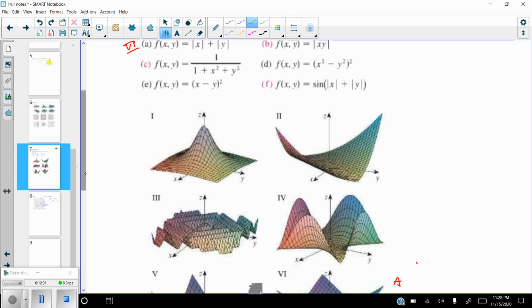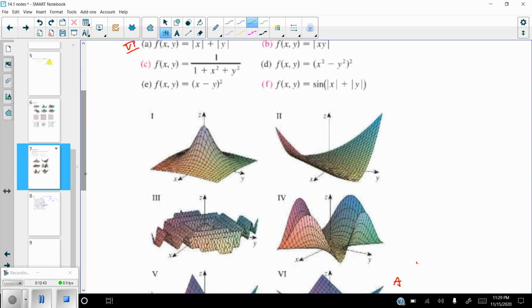Let's look at letter C. The letter C is 1 over 1 plus x squared plus y squared. So nothing is going to make it undefined, because 1 plus x squared plus y squared in the denominator is not going to be undefined. So it looks like we're going to be okay there. As x and y get extremely large, that's going to make a denominator which is really, really big, so it's going to start to approach 0. It's going to flatten out as x and y get really large. As x and y get really small, we're probably going to be approaching 1. Well, if x and y are 0, then it's going to be 1.